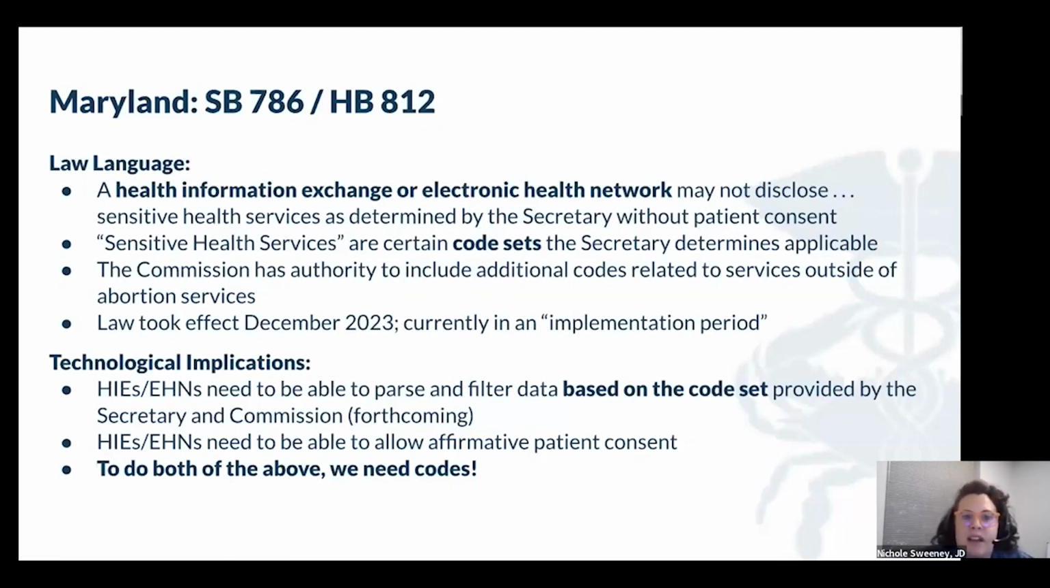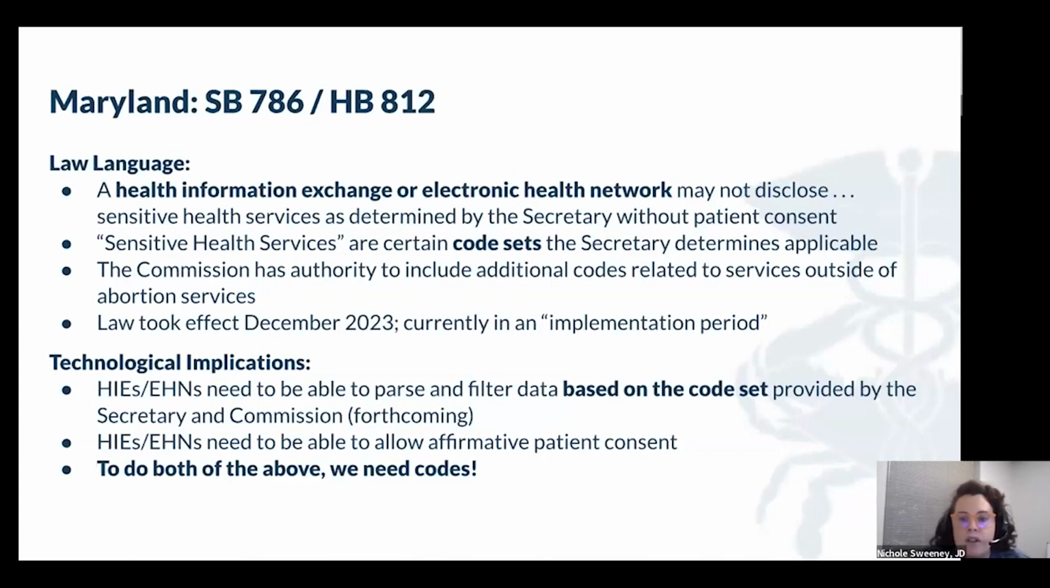That can specify other codes beyond what the secretary specifies, including gender affirming codes, which we're working on right now, and other codes that don't deal with just abortion or just elective termination, but rather other code sets as well. So this law took effect in 2023. It's currently in an implementation period.